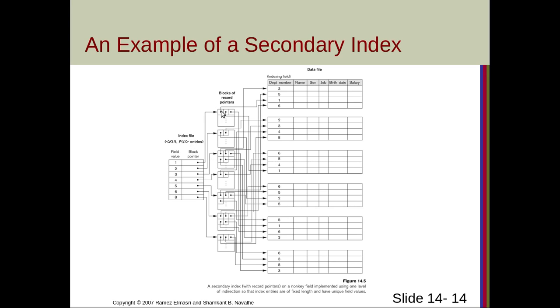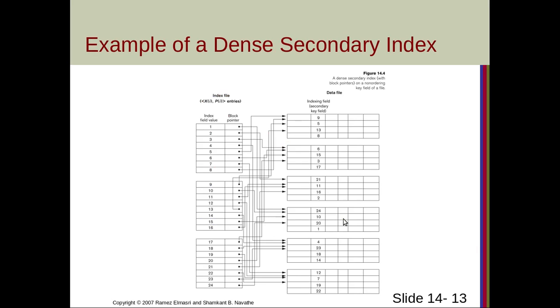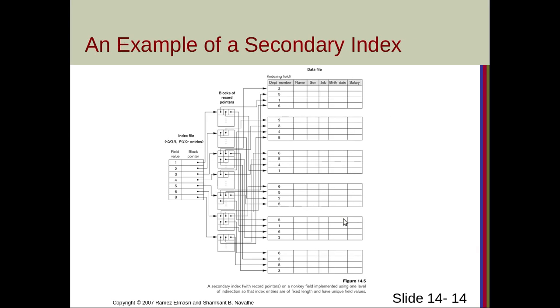See here in the block, it is pointing to the first block. Another pointer is pointing to the third block. In that case also we have a record which has department number equal to 1. See, the third one is pointing to the fifth block, and in the fifth block you have a record. So this is the way you are going to do secondary indices.